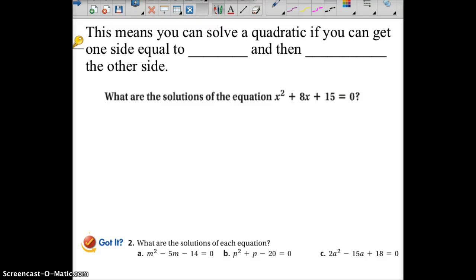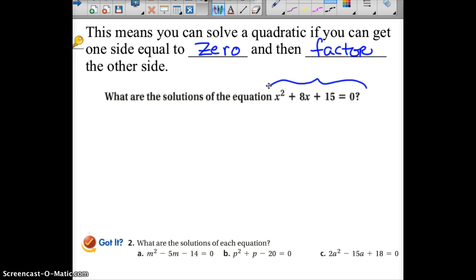Continuing with the notes, what this means is that if we use the zero product property combined with our methods from chapter 8 on how to factor, we can get one side equal to 0 and then factor the other side and then use the process we just did on the previous pages to find the solutions. So let's take an approach of this one.